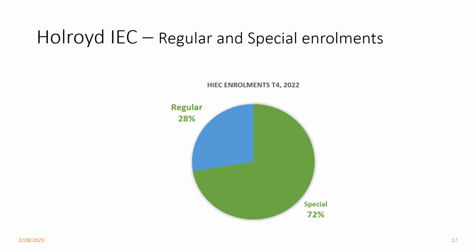So as you can see at Holroyd at the end of last year, the majority of students, 72% of them, classified as special and 28% as regular. So the special students, most of them have come from refugee backgrounds and disrupted learning.